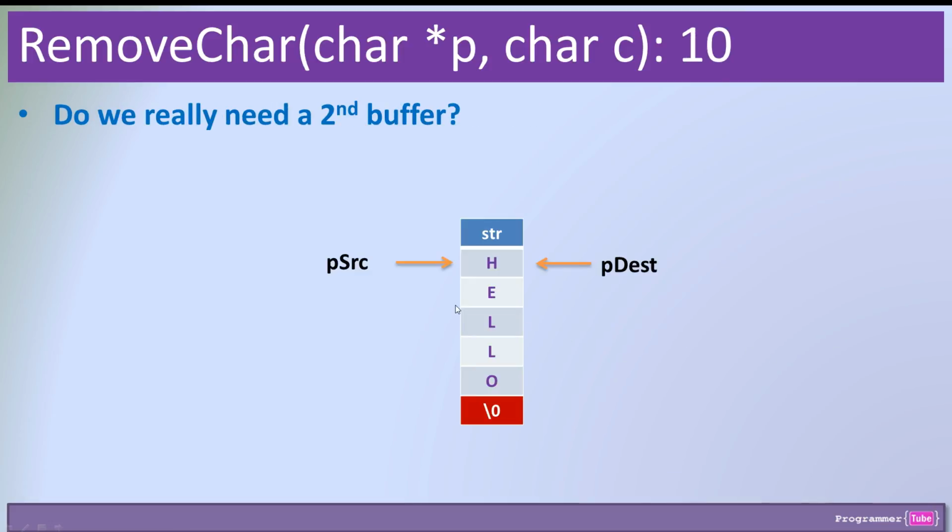So that's pretty much it. That's how we remove the character that is passed in to our function. Now, the question remains: do we really need a second buffer? Well, the answer is that we don't, because we can simply do everything in place. If we have the destination pointer pointing to the same string, then we can simply do an in place copy. And then once we get to the end of it, we put a null character here, overriding the actual string length.